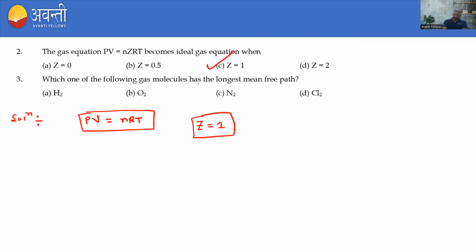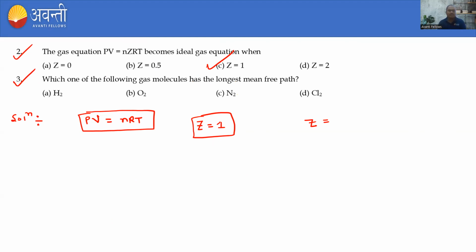Z is the compressibility factor. Z is the ratio of PV upon nRT. So whenever Z is equal to 1, it means it is an ideal gas. So Z is equal to 1. Now, move to the next question. That is question number 3.